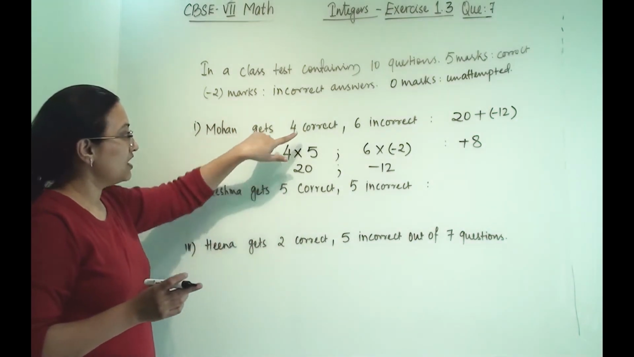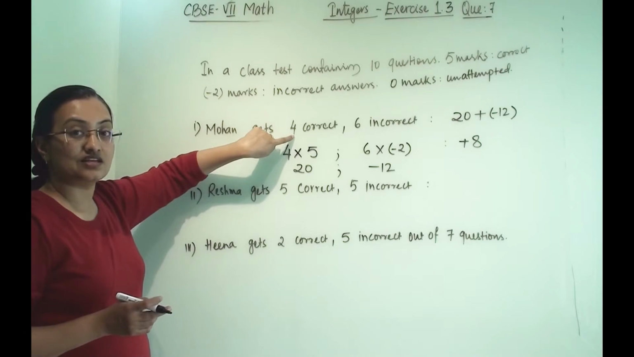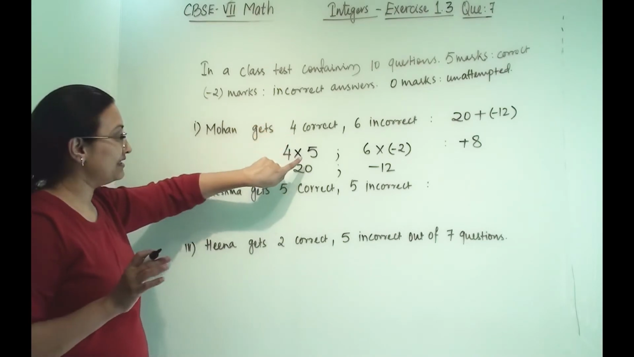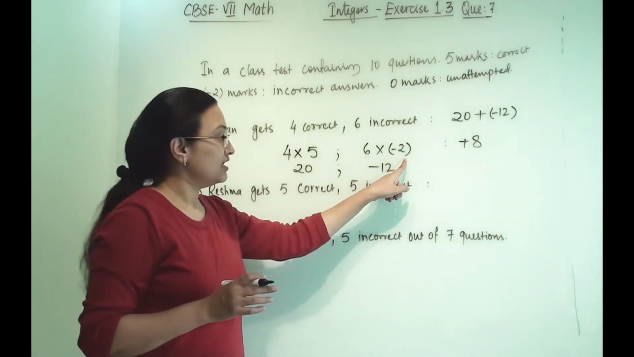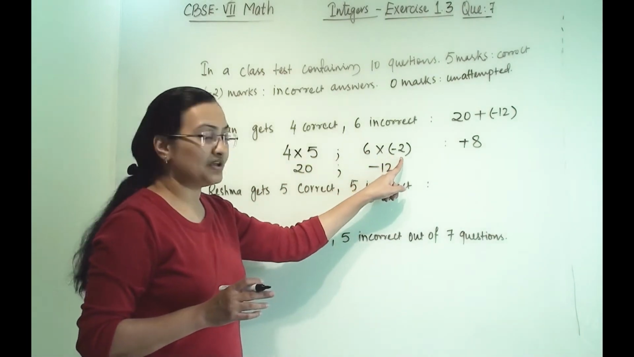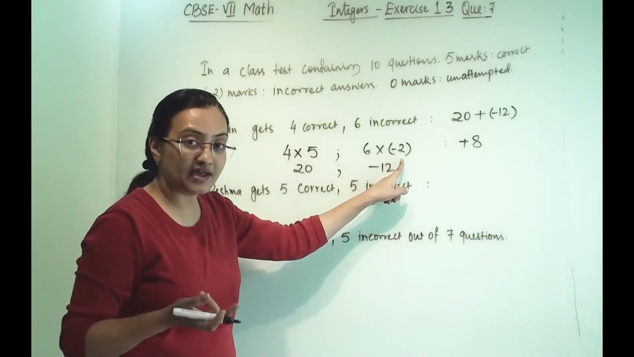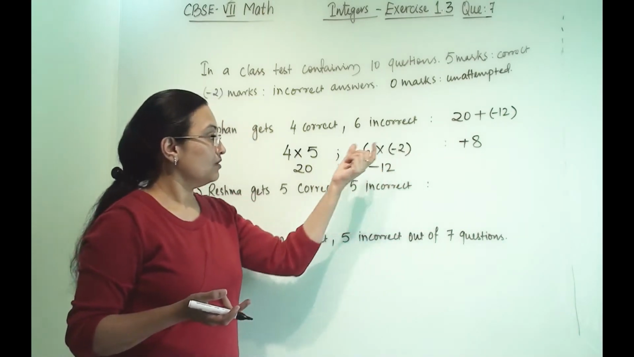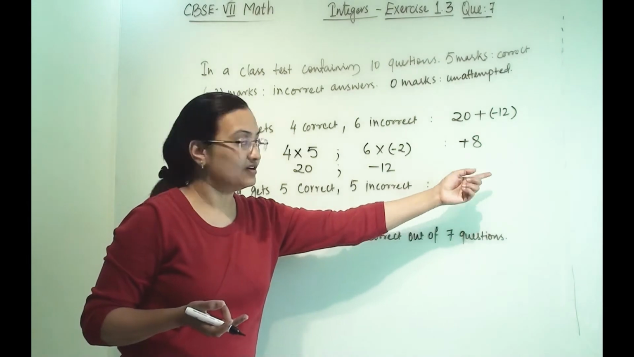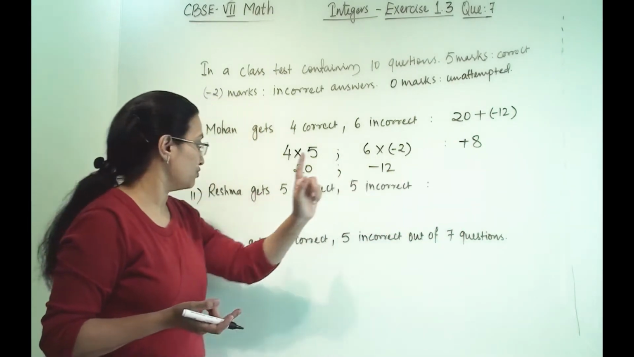How have we done it? The number of questions he has answered correctly, that we have multiplied with 5. The wrong answers are 6, so that we have multiplied with minus 2. And both the sums we have added. Both the integers we have added. So we got his total score.